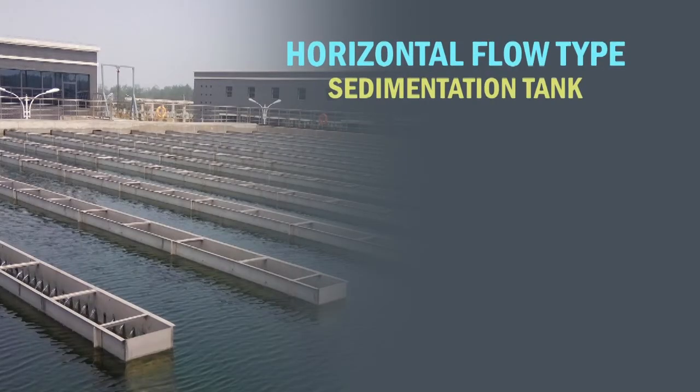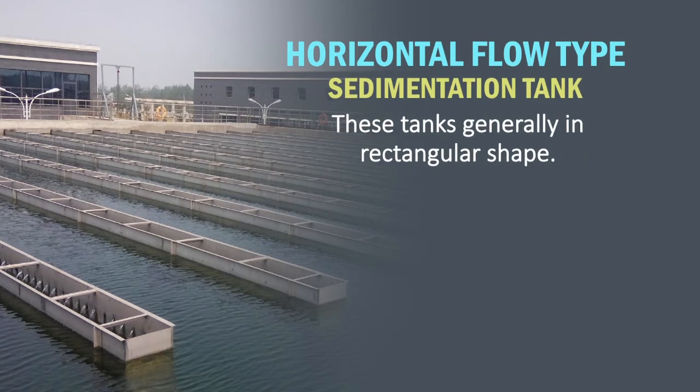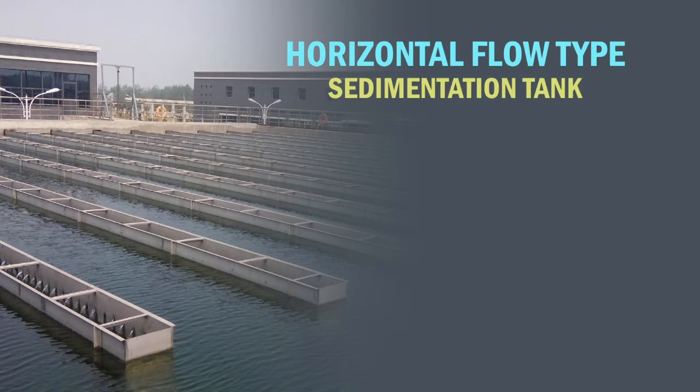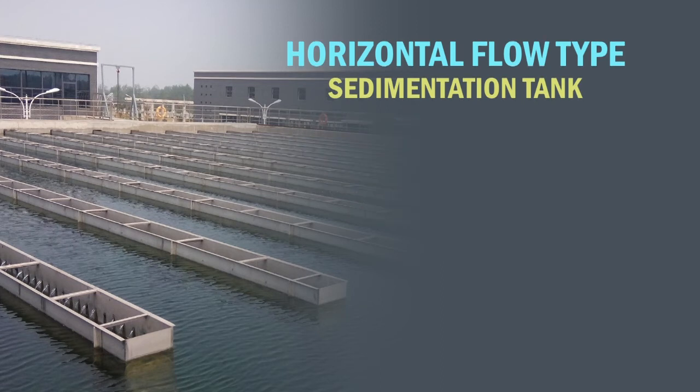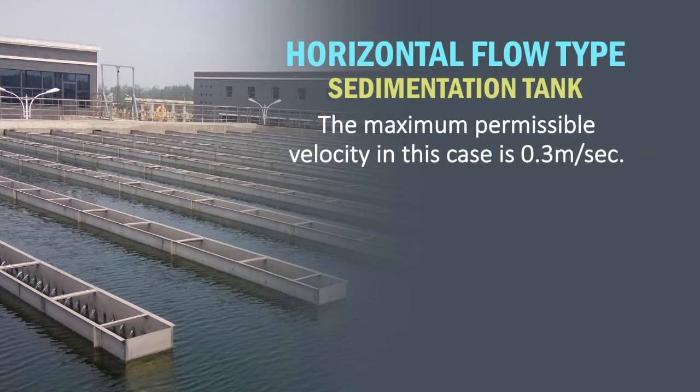Now the horizontal flow type sedimentation tank. These tanks are generally rectangular in shape. They have more length, about twice their width, because the water needs to flow more distance to settle all the suspended particles. The maximum permissible velocity in this case is 0.3 meter per second.